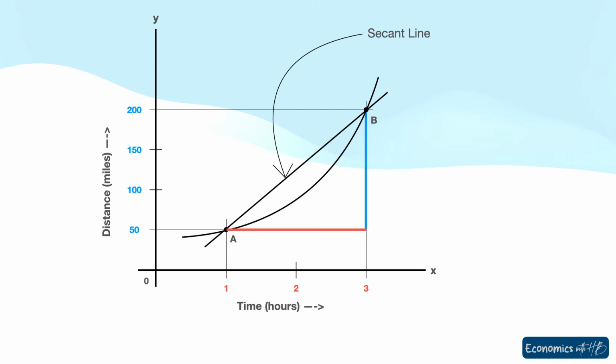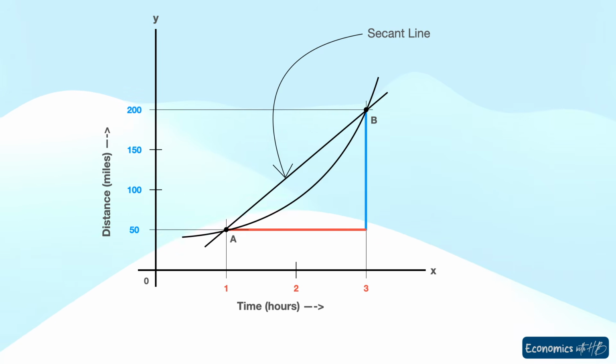But if we want to find instantaneous speed, that is speed at a particular instant, let us say the speed at just a nanosecond close to B, we need to find the slope of a line which touches the curve at that one particular point. We need to find the slope of a line which touches the curve at that one particular point.